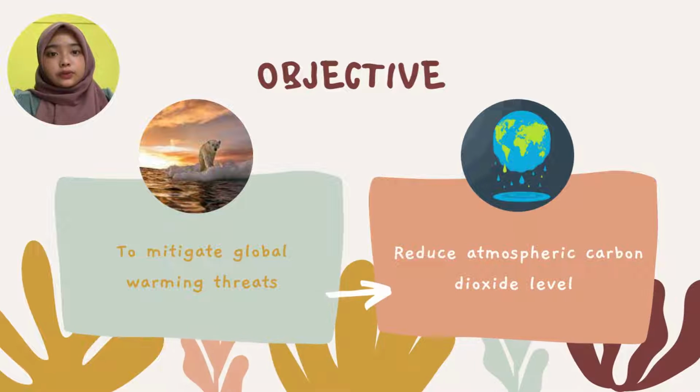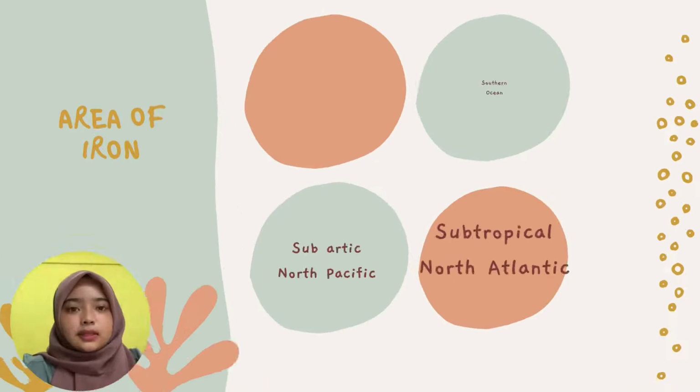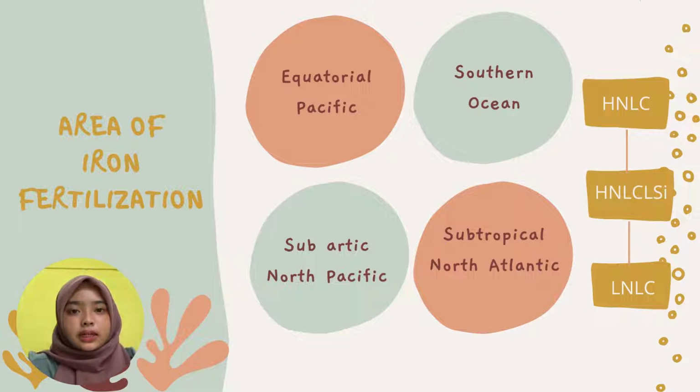The objective of doing this iron fertilization is to mitigate the global warming threats by reducing the carbon dioxide level in the atmosphere. The areas where ocean iron fertilization takes place are Equatorial Pacific, Southern Ocean, Subtropical North Atlantic, and Subarctic North Pacific. They perform experiments in Equatorial Pacific because this region has high nutrient and low chlorophyll.